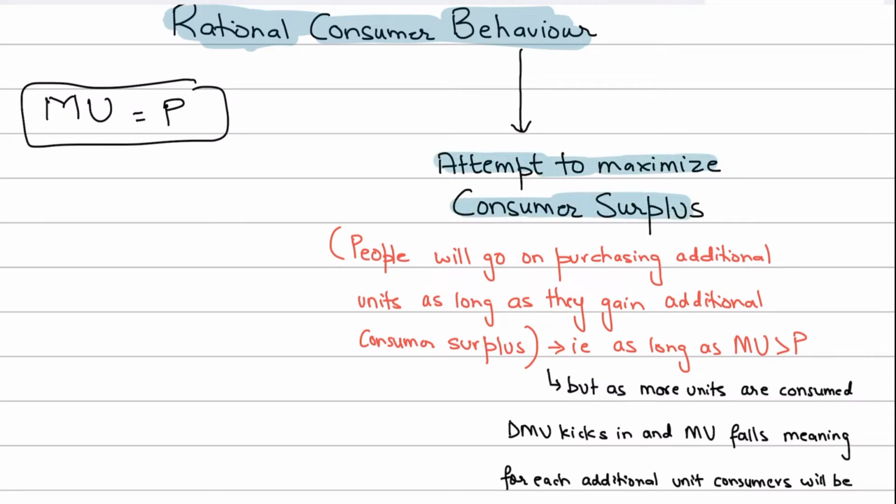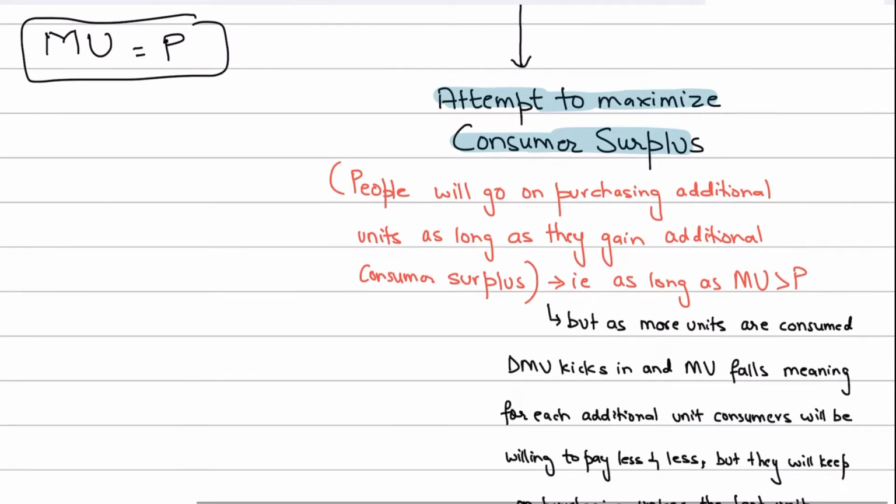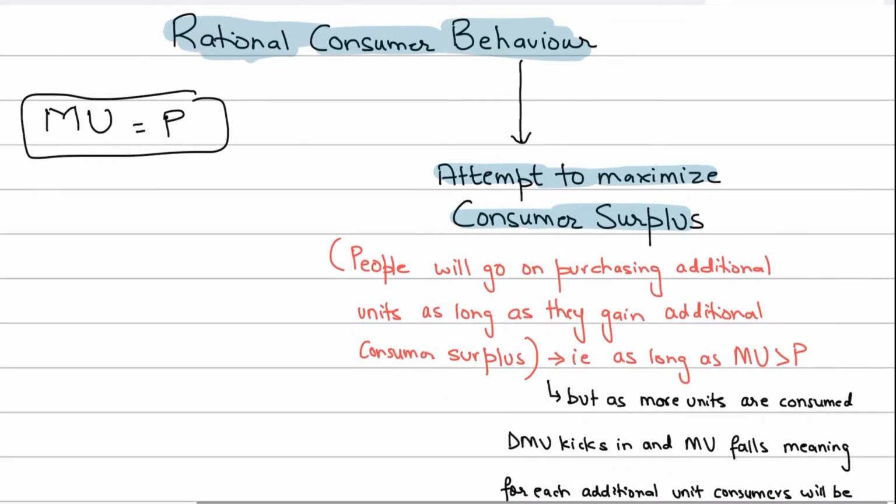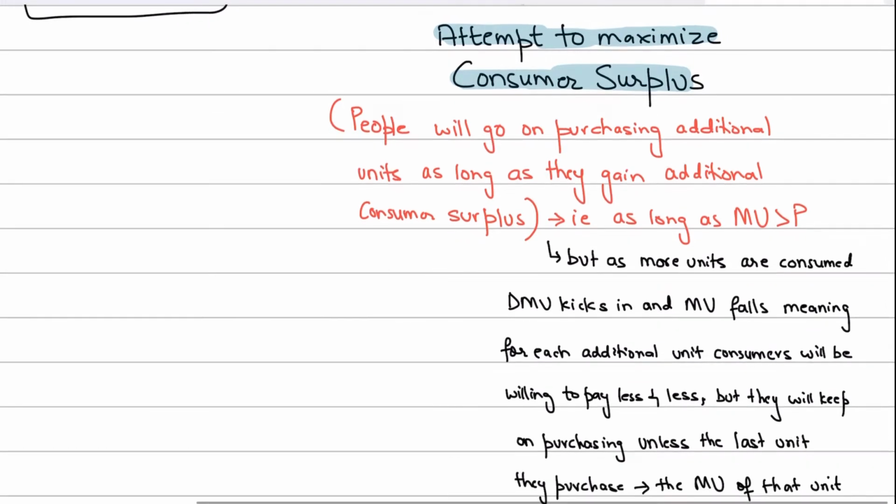maximize consumer surplus. Remember, guys, the more information you give to the examiner, the better it is for your own benefit, right? You make the examiner happy by providing him with stuff that he wants to actually hear to give you marks, right? So rational consumer behavior is when the consumer attempts to maximize consumer surplus, and this philosophy means that people will go on purchasing additional units as long as they gain additional consumer surplus. So I would be purchasing more units only if purchasing the additional units gives me a marginal utility, that is satisfaction, which is greater than price.